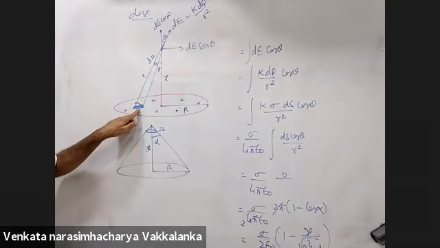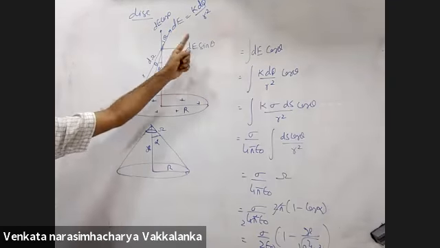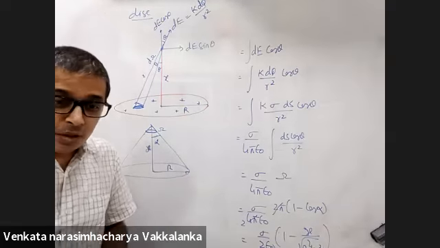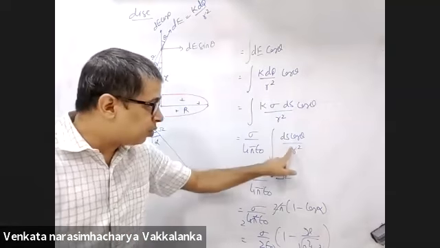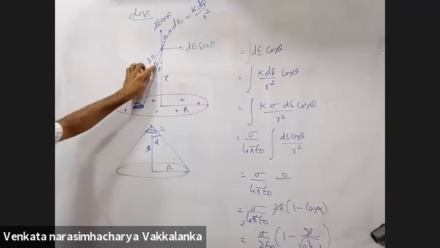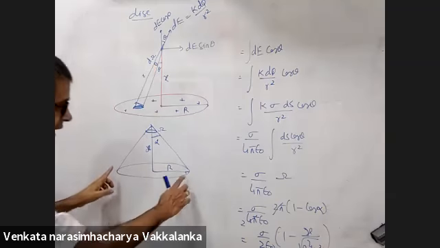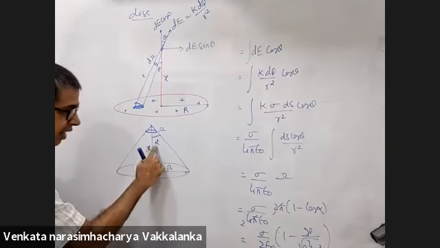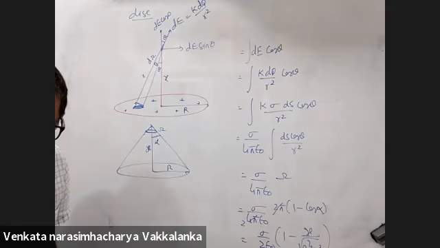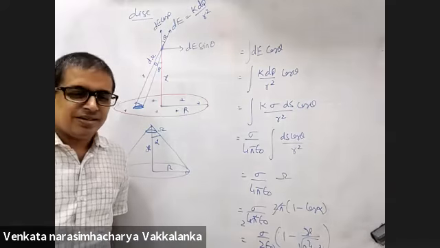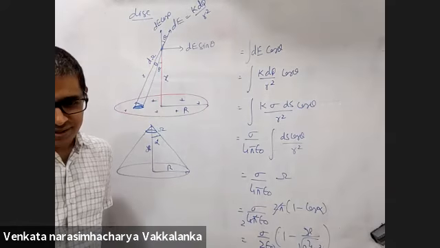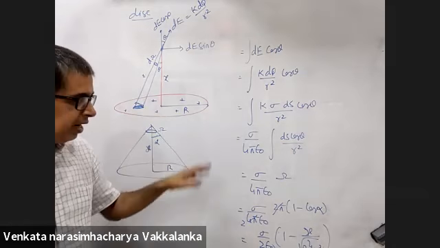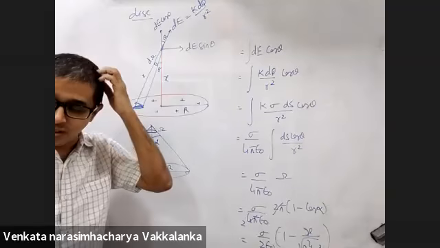You took a small area, found out the field, all dE sin theta will cancel out, all dE cos theta will add up. You didn't do the integration actually. You took ds cos theta by r square as the solid angle. Integration of that gives you the total solid angle subtended by the disk, and that is 2 pi into 1 minus cos alpha. It is a brilliant solution. Hence, I keep this disk procedure pending till here so that I do both the procedures simultaneously.